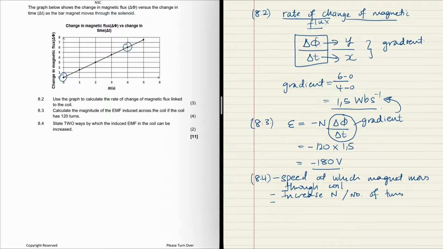And you could also increase the strength of the magnet. Increase magnet strength.